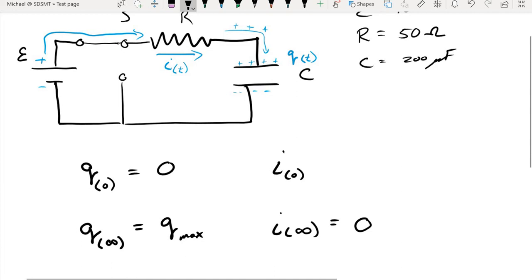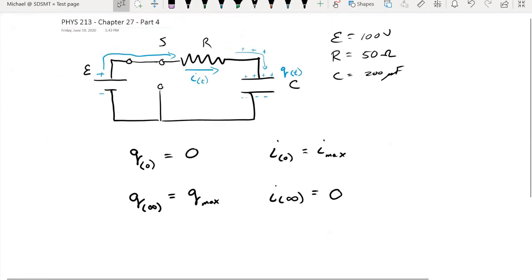So if there's a 0 current, does that imply that there's a maximum current? And it does. The maximum current will occur when the capacitor is empty. If the capacitor is empty, then there won't be any charges on the plate to repel incoming charges, and we should see a maximum value of current at time equals 0.